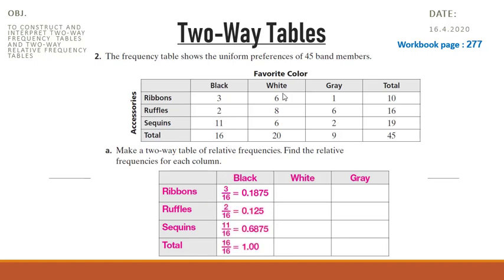Okay. In white we will divide 6 by 20, and the same for all the values in white. In gray, 1 by 9. Great, and the same for all. Okay, we don't need to divide for the total.